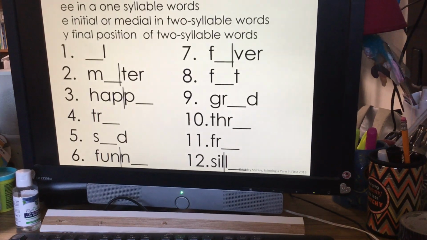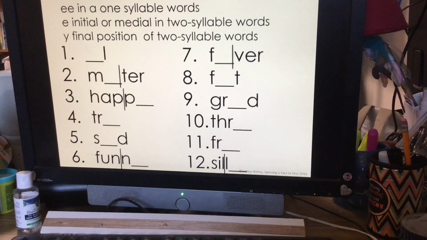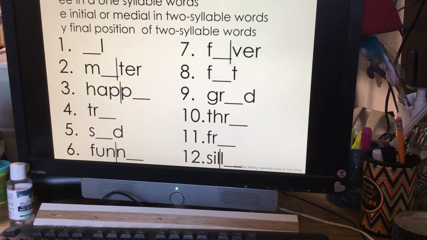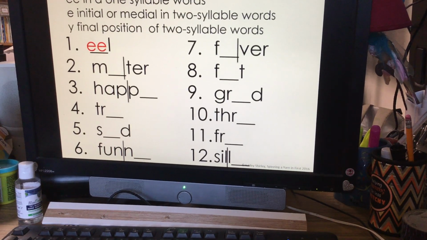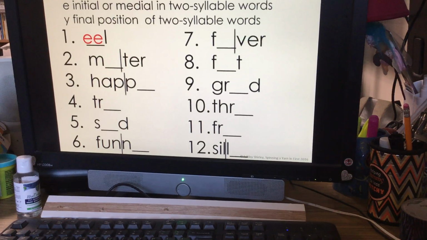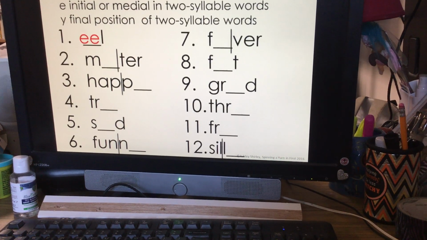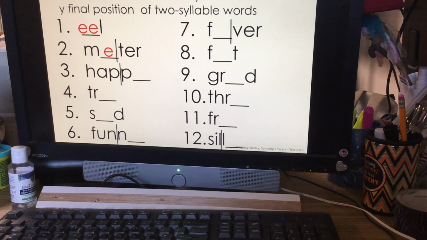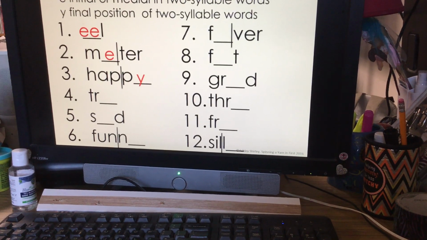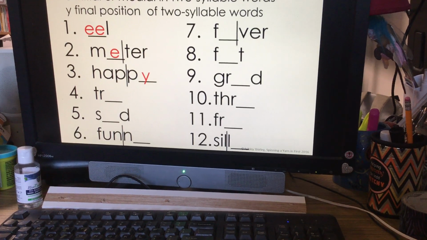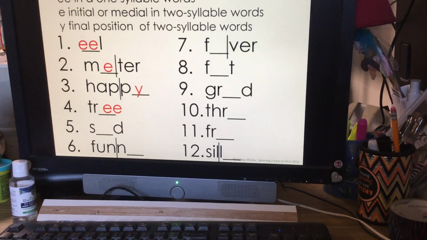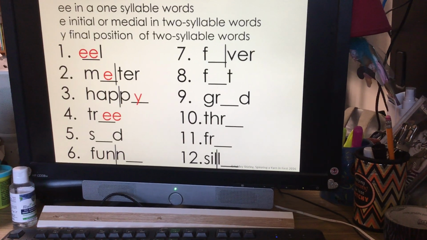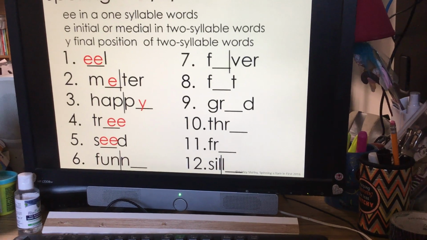For example, number 1. What letter or letters is going to represent the E sound in number 1? The word is eel. That's correct. Digraph EE. What about in meter? She measured it in a meter. E, very good. How about happy? The E sound is represented with the Y. What about tree? The E sound is represented with the digraph EE. What about seed? EE again. Excellent job, boys and girls.